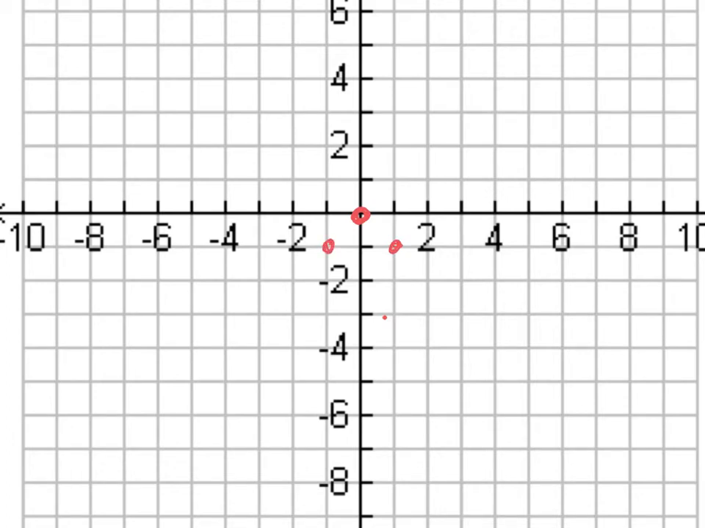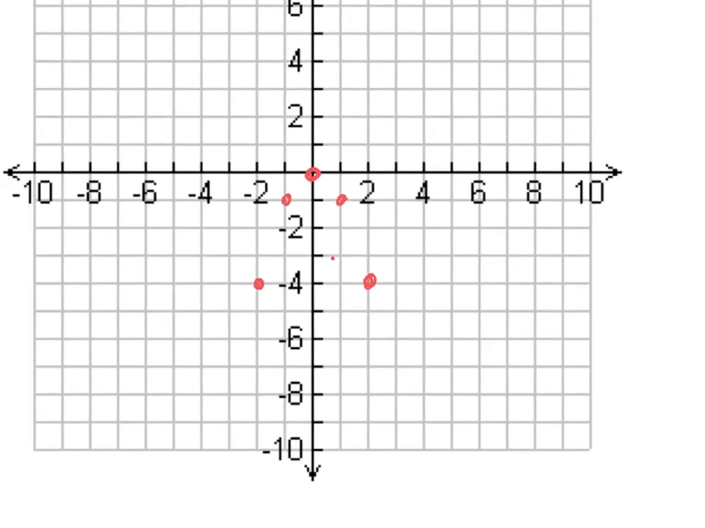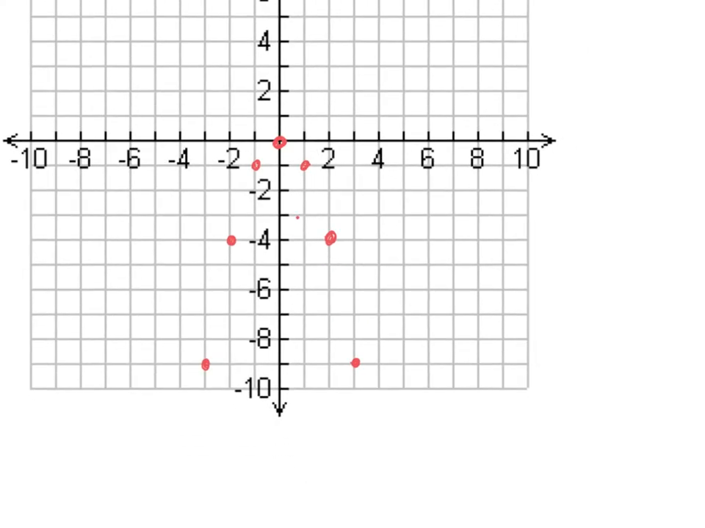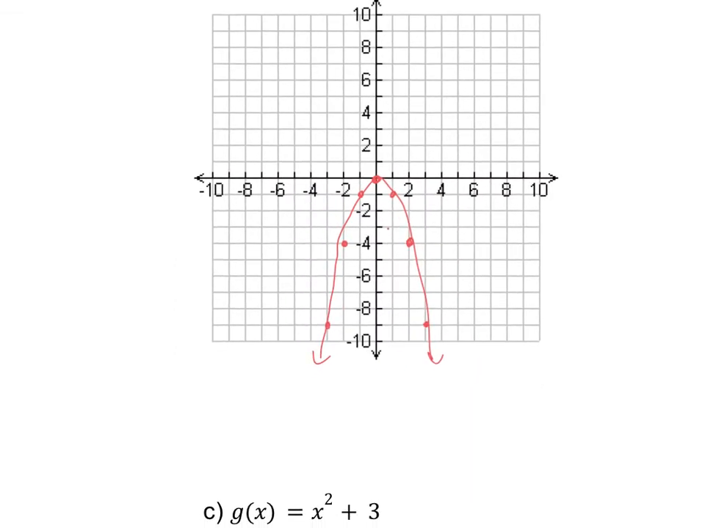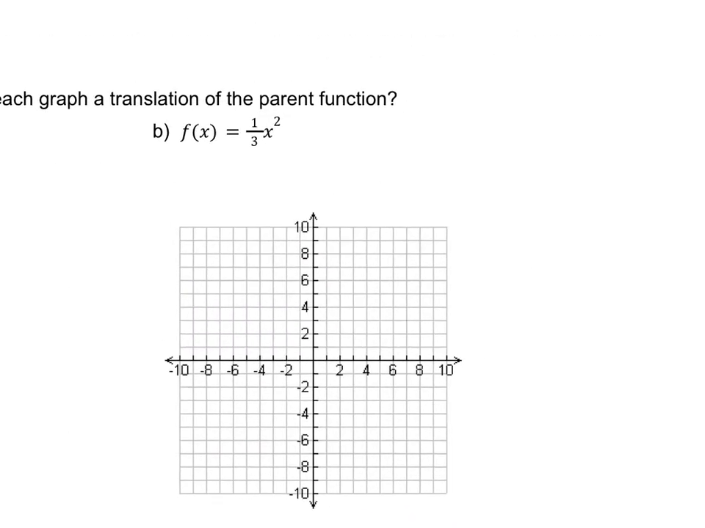And then do you remember over 2, down what? Well, in this case, it's going to be 4, right? Because 2 to the second power. So that would be right there in both directions. So left 2, down 4. And just for fun, let's do another one. Over 3, down how many? 9. Over 3, down 9. And again, the reason we're going down instead of up is because there was that negative out front. So let's see how good I can draw this. Pretty terrible. Perfect.